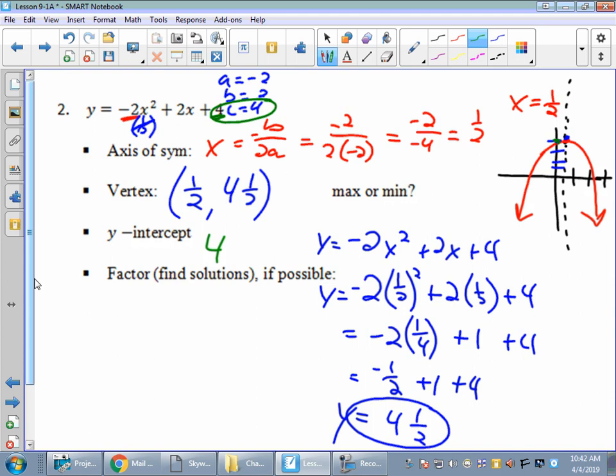C value is always my y-intercept. That's where it crosses the y-axis here. Is it a maximum or a minimum? Because our a value is negative here, we know it opens downward, which means we would have a maximum. Because we have a vertex up top, that would be our maximum value.